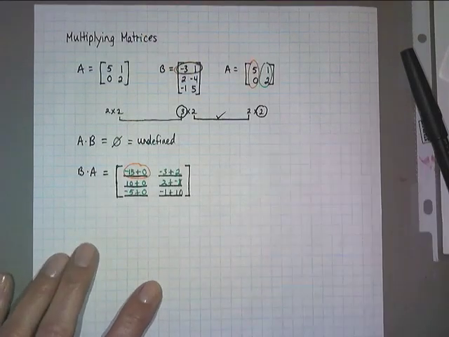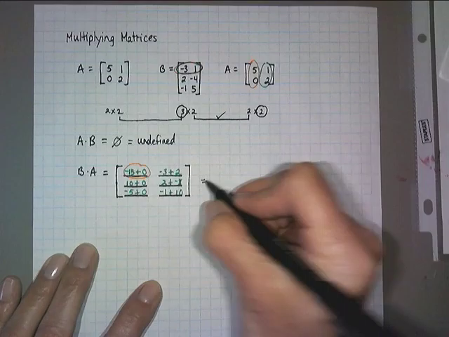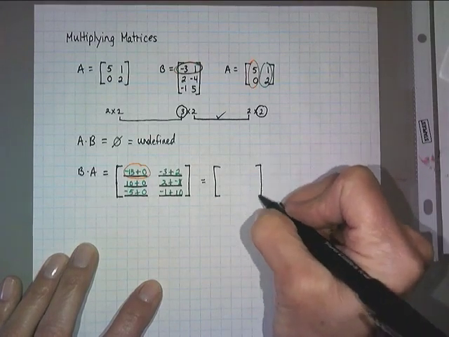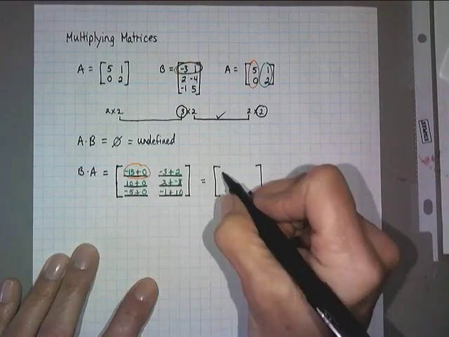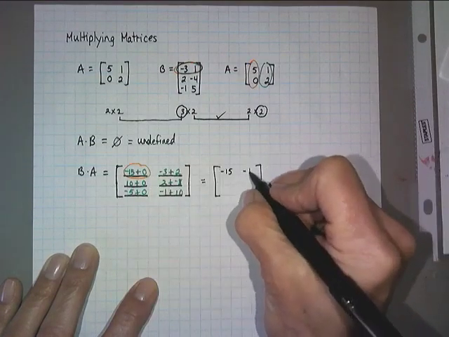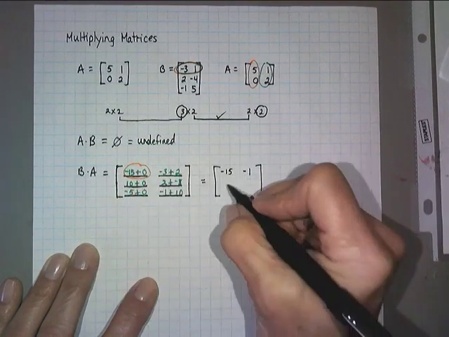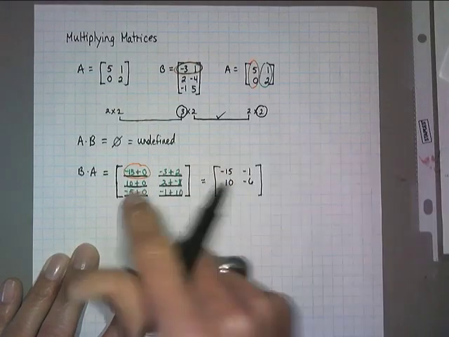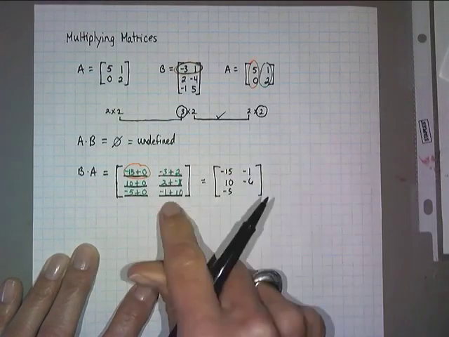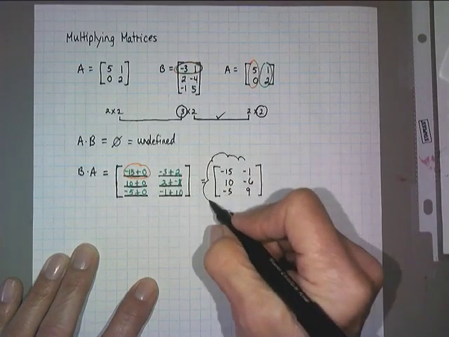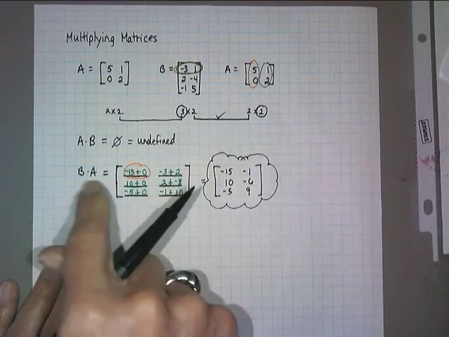Then I'm going to simplify and say that my product matrix will be negative 15 plus 0, which is a negative 15, negative 3 plus 2, which is a negative 1, 10 plus 0, 2 plus a negative 8, negative 5 plus 0, and then negative 1 plus 10. This right here represents the product of B times A.